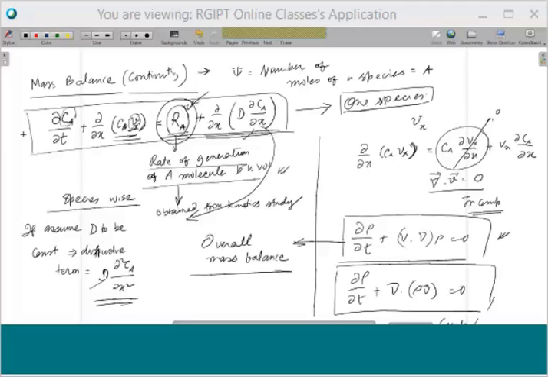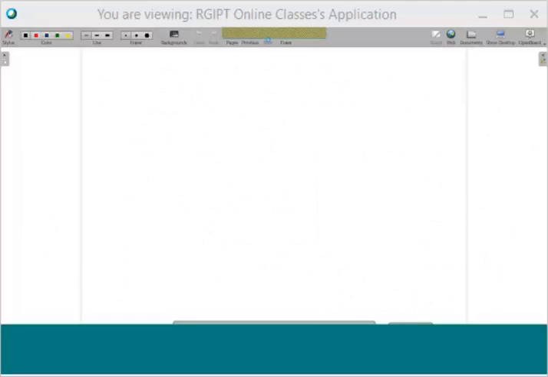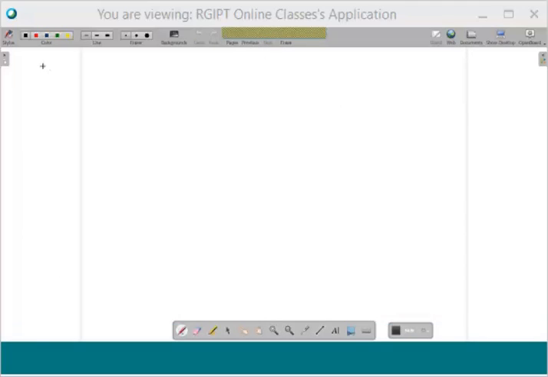Okay, all right. Next, we were talking about energy balance, right? Let's quickly write this down. So here I'm going to identify psi, small psi, which would be nothing but I'm going to talk about thermal energy.